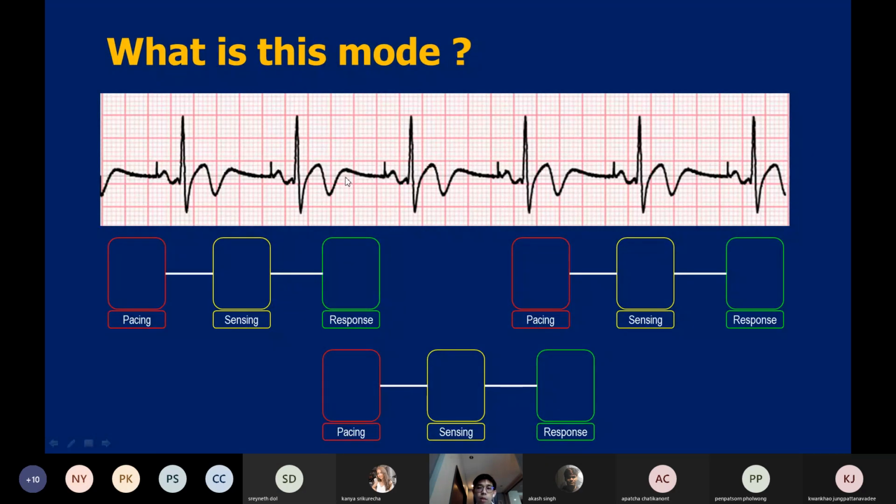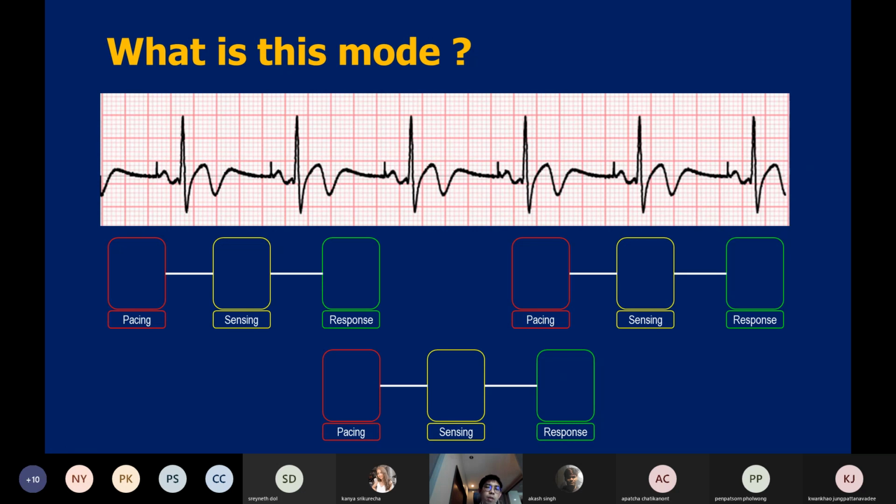Assuming that this patient is implanted with a dual chamber pacemaker, so he has one lead in the RA and another lead in the RV. We look at the RA lead first. The patient has a pace spike before the P wave. This means that the RA lead is actually pacing.